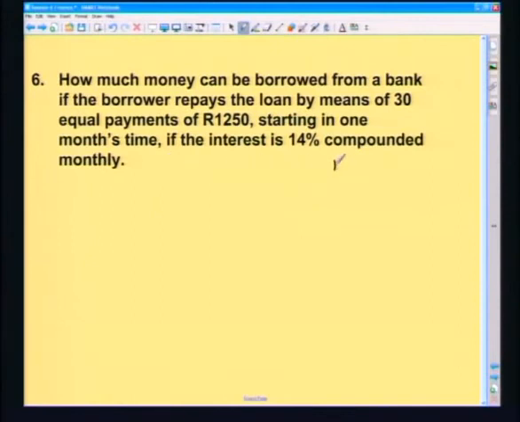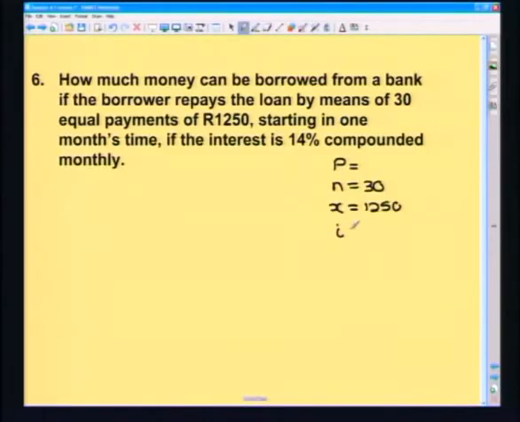So how much money can be borrowed? Right, we want to find our borrowing amount, which is our P. If he pays off using 30 payments, and each payment is 1,250 rand, starting in 1 month's time, remember we've talked about starting in 1 month's time, we never pay immediately. We take the loan, and at the end of that month we would pay our first installment. If the interest rate is 14% compounded monthly. So that's what we've got, and we have to now go and work out how much money can be borrowed. So we want that amount.